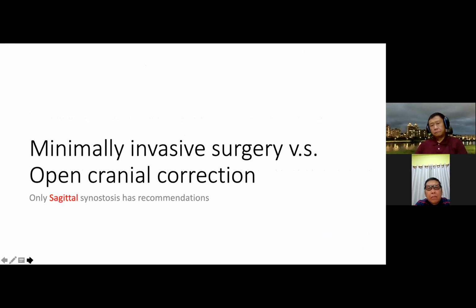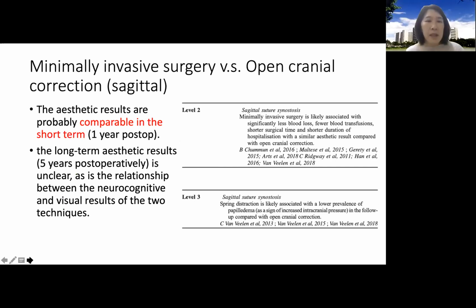So should you do the minimally invasive or the open cranial correction? For those single suture craniosynostosis, only sagittal synostosis has recommendations. So for the sagittal, for the evidence based, the aesthetic results are probably comparable in the short term, like 1 year post-op. However, for the long-term follow-up, the aesthetic result is not very clear. And also the neurocognitive and the visual results are not very clear.